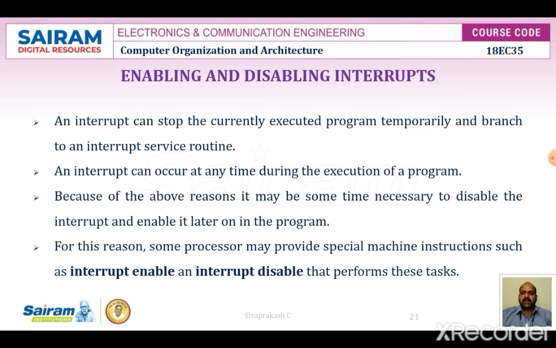An interrupt can stop the currently executing program temporarily and branch to an interrupt service routine, and an interrupt can occur at any time during the execution of the program. Because of this, it may sometimes be necessary to disable the interrupt and enable it later in the program. For this reason, the first instruction of the ISR is an interrupt disable, and the last instruction of the same interrupt service routine is an enable interrupt. In this way, enabling and disabling interrupts is useful for the processor to get the interrupted work done appropriately.